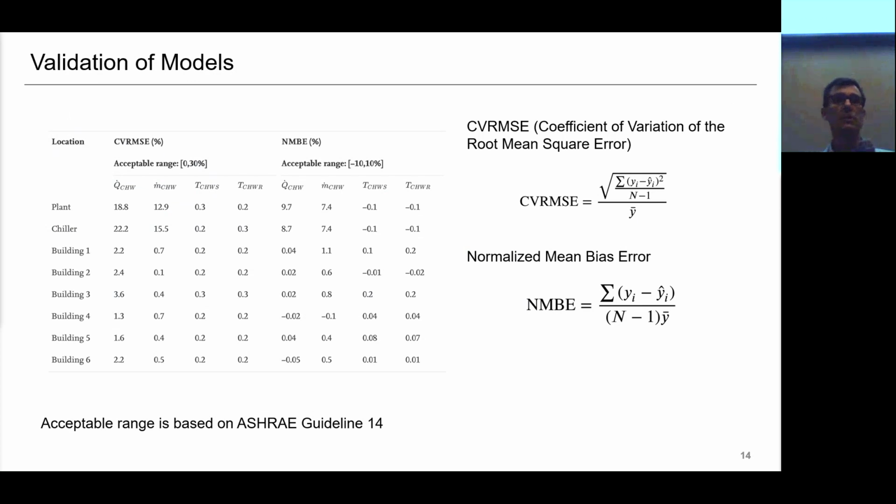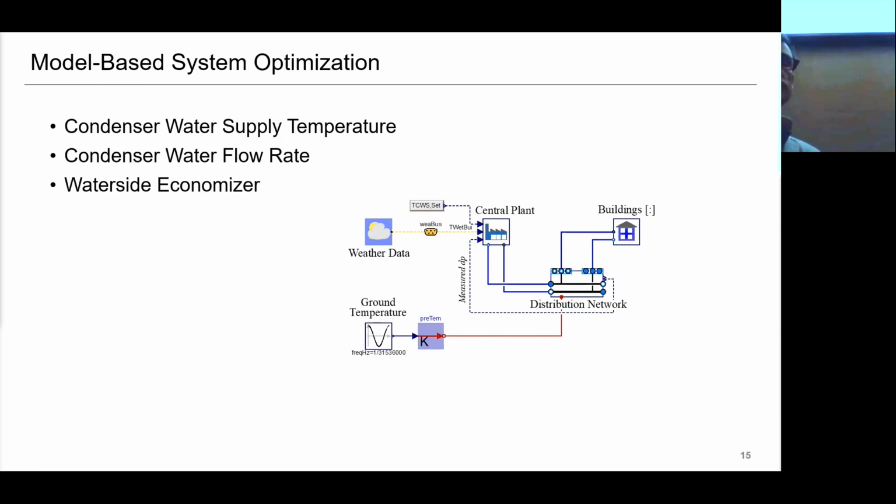In terms of the model validation, we compared the coefficient of variation of the root mean square error and also the normalized mean bias error. And there are some ASHRAE tolerances published that indicate the acceptable range for the validation. It's about 7% for the coefficient of variation of the root mean square error. And for the normalized mean bias error, the acceptable range is about plus minus 10%, and all the validation results are within this bound. So we have relatively high accuracy for that particular model.